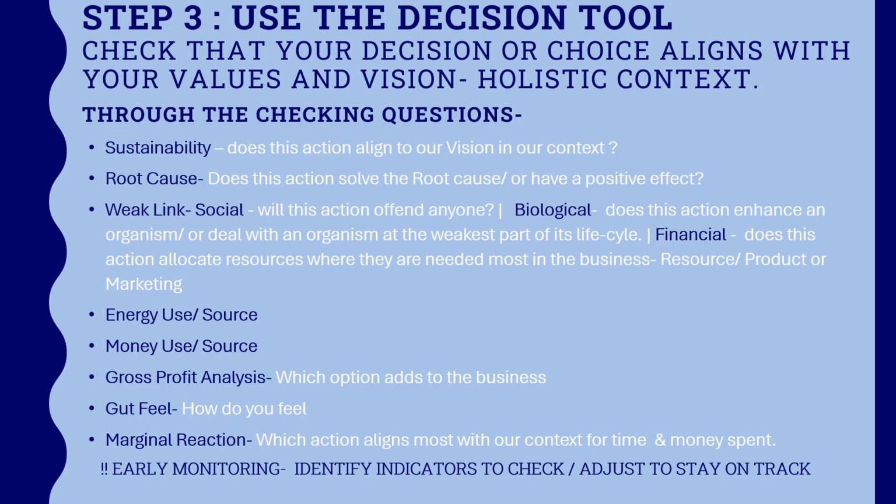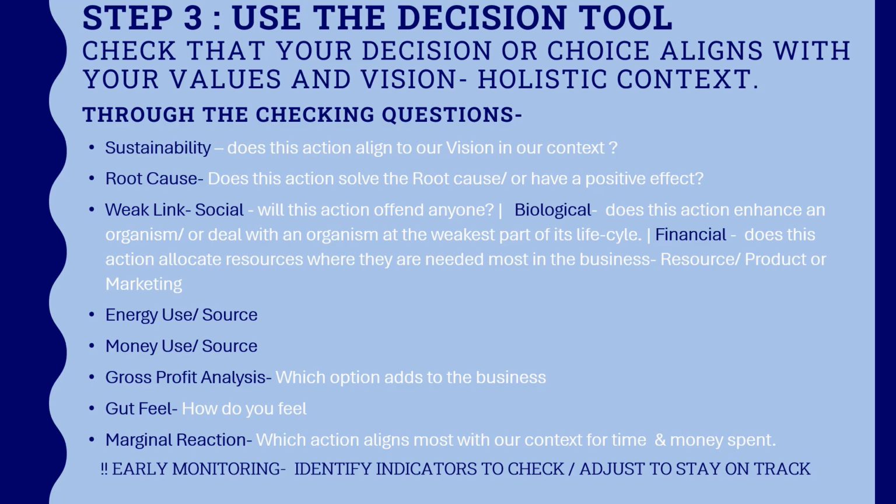Financial. Does this action allocate resources where they are needed most in the business? And we have the 3 areas of a business: resource, product, or marketing. So just making sure we're spending the money where it matters most. Then we have a look at the energy use and source in relation to our holistic context, our money use and source in relation to our values and our vision, and also the gross profit analysis. This assesses which option, if it's a new enterprise, will add the most to the business bottom line. Then we look at the gut feel.